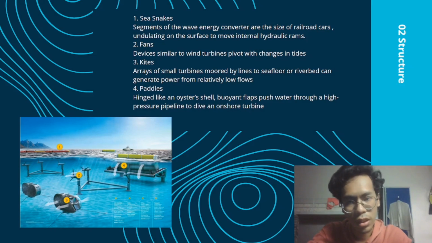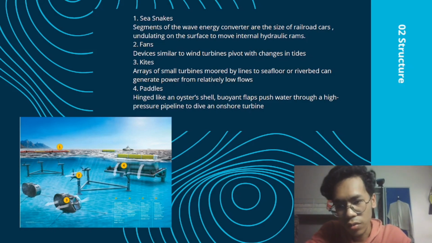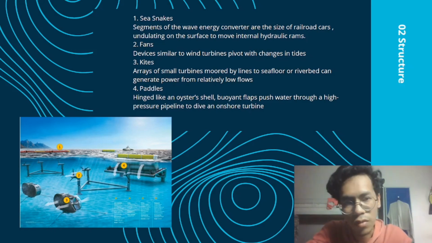So for the next slide is its structure. As you can see in the picture below, there are four structures that are used to create electrical power from tides. The first one is sea snakes. Sea snakes are segments of wave energy converters, the size of railroad cars, linked on the surface to move internal hydraulic rams.